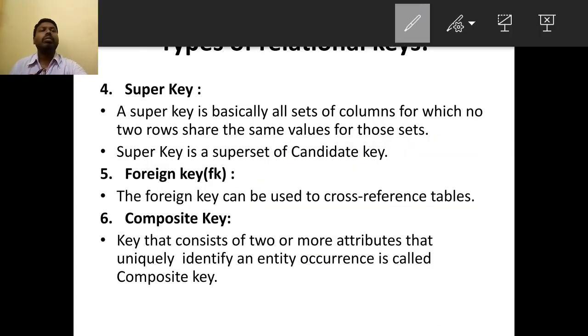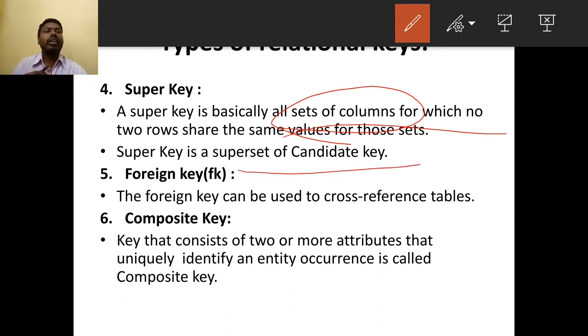Next, super key. A super key is basically any set of columns for which no two rows share common values. So there will be a number of combinations of columns. That is a super key. It is any set of columns for which no two rows share a common value. A super key is a superset of candidate keys. From the super key set only the candidate key is derived.